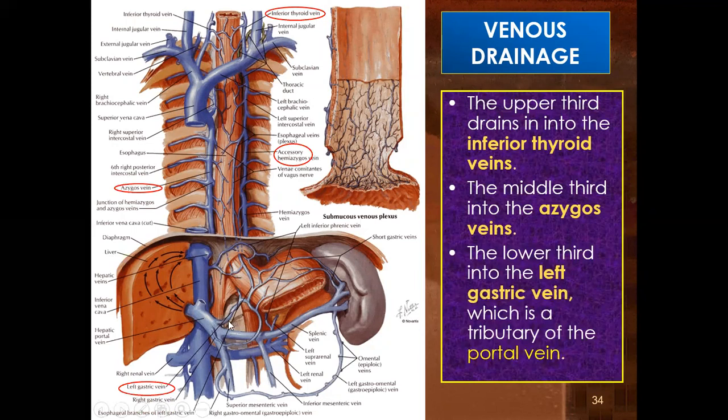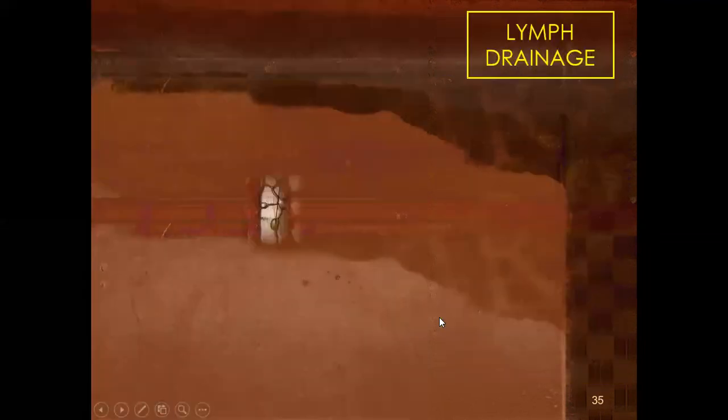The left gastric vein drains into the portal vein, which is a very important site for portocaval anastomosis. So here will be the left gastric vein, which is draining the lower one third. So upper one third by the inferior thyroid vein, then middle one third by the azygous and hemiazygous veins, and lower one third by the left gastric vein.